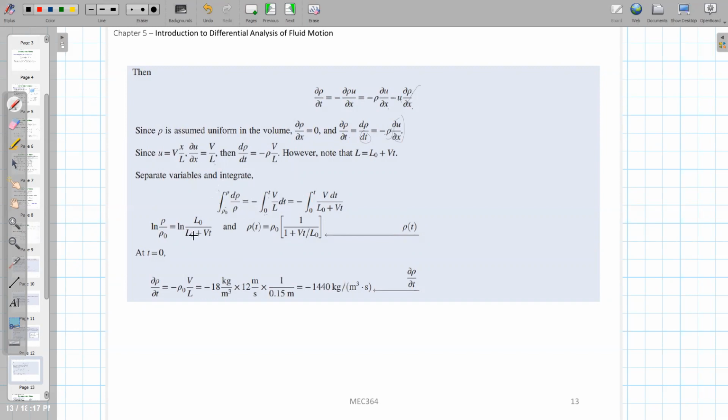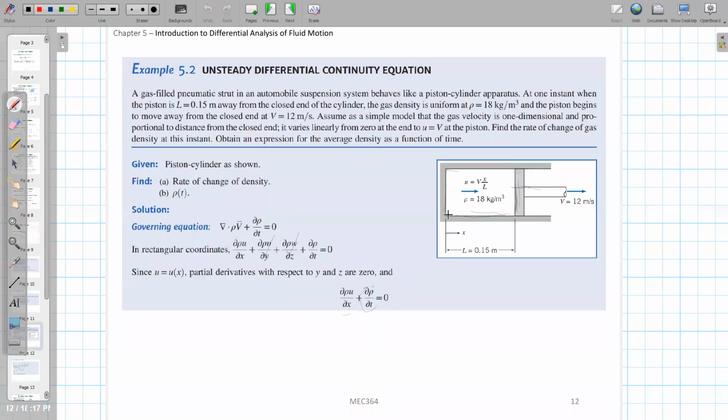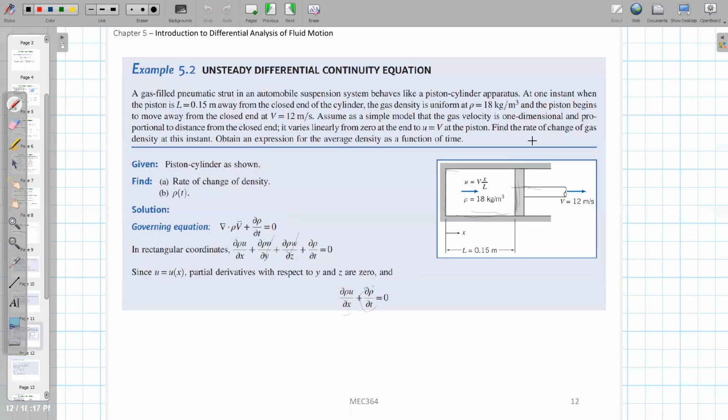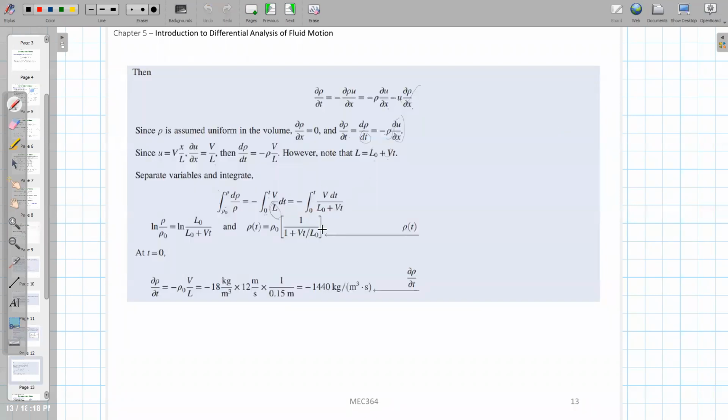The left-hand side will give you a log rho. The right-hand side will just give you v over l times t. Okay, and also this L here, we need to be careful. This L is also not a constant, right? This L is this length, and we know that this length is changing with time. So this L is changing with L0, where L0 is the initial length plus v times t, and this v is the changing speed of this piston. You substitute here, you do integration, and you get the result.